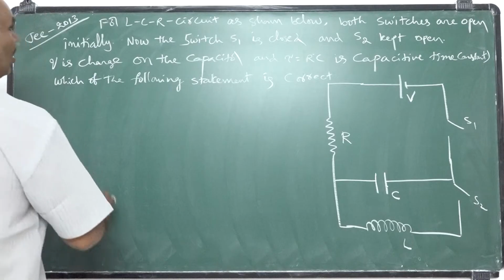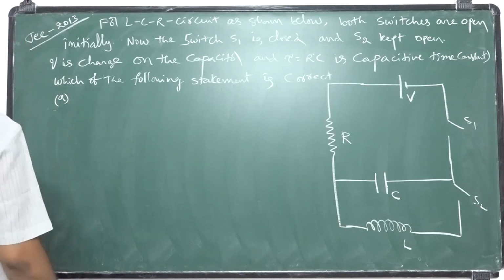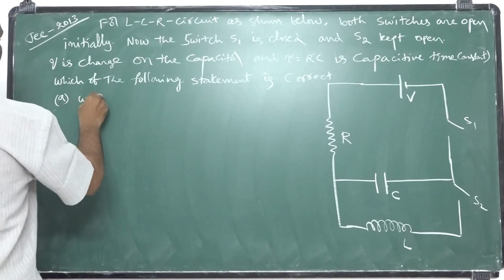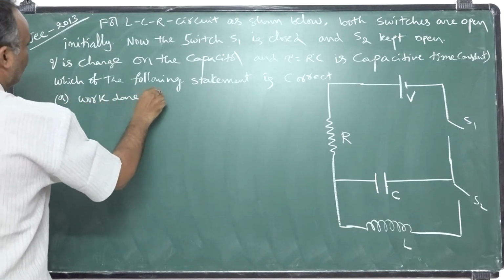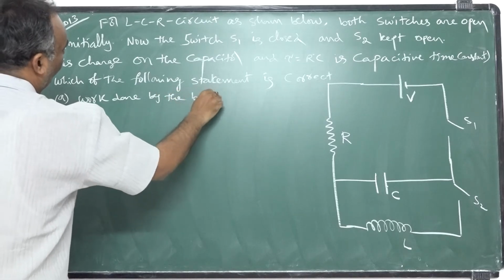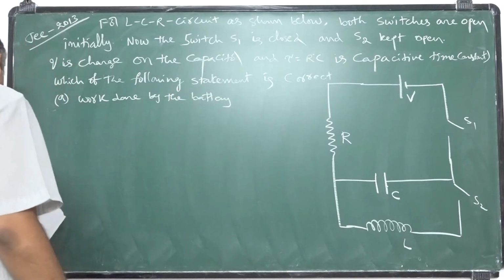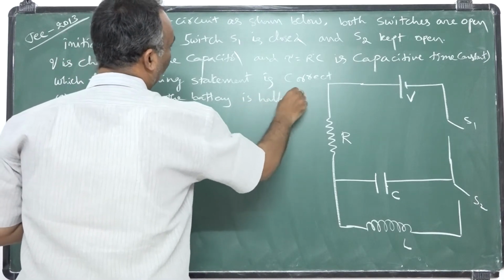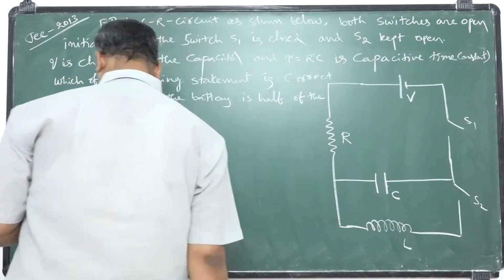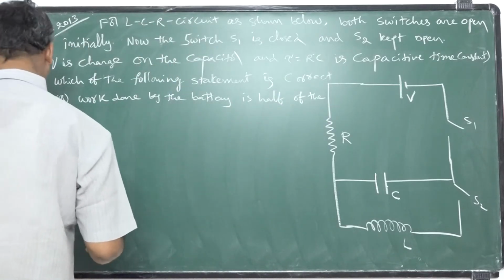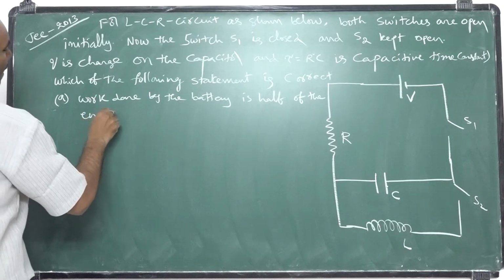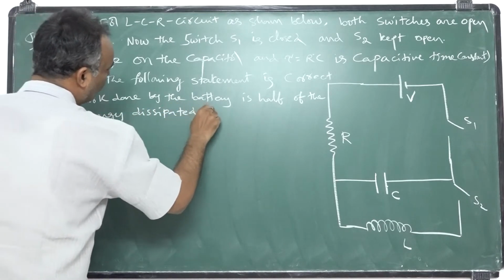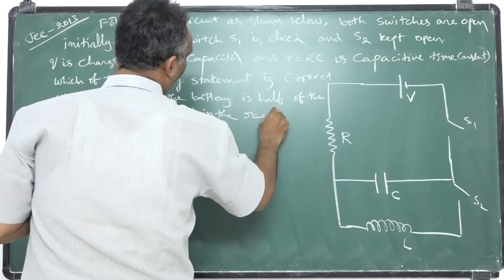Here the options given are: option A, work done by the battery is half of the energy dissipated in the resistor.